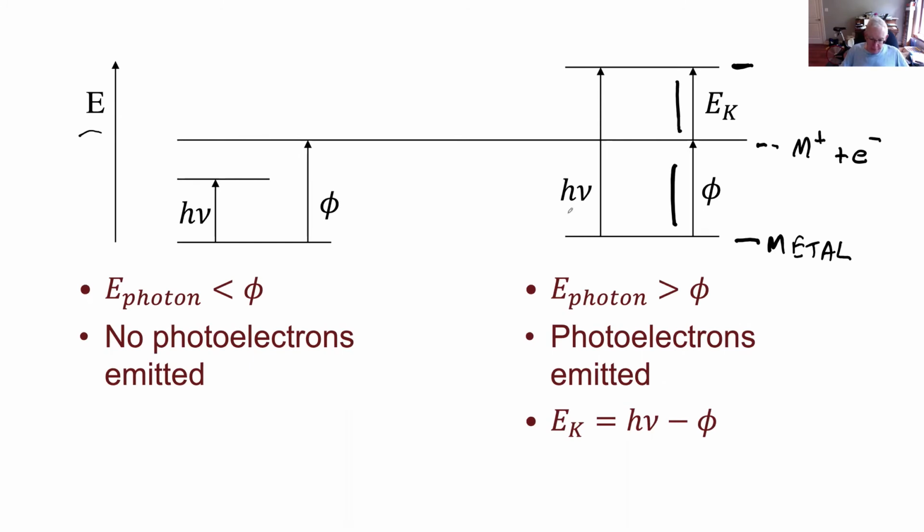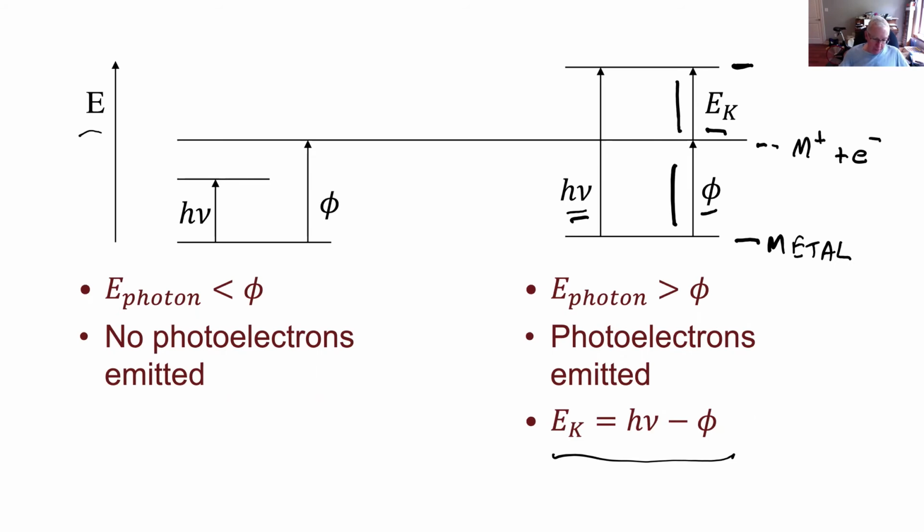If h nu, my photon energy, is this long arrow over here, then just like in the diagram, the sum of these two, phi plus the kinetic energy, has to add up to be the photon energy. That's a rearranged version of this equation. It just makes it really clear, looking at the diagram, that that's what has to happen.